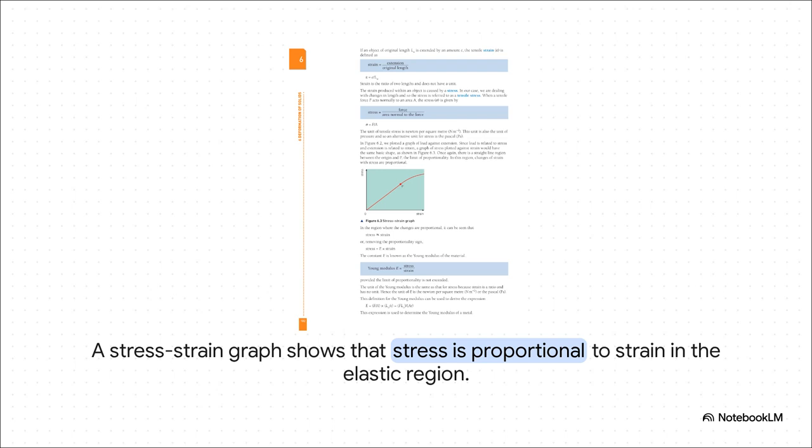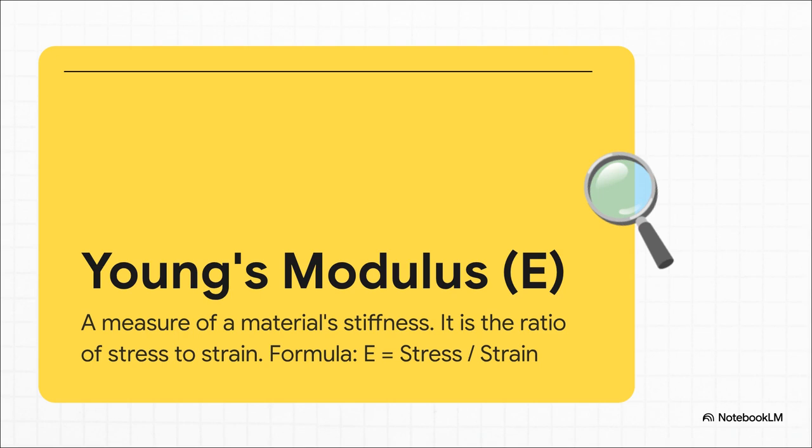Nice and predictable. And that constant ratio, the value of stress divided by strain, has a special name, the Young's modulus. Think of it as the material's DNA. It's a fundamental number that tells you exactly how much that material resists being deformed. Something with a huge Young's modulus, like steel, is super stiff.